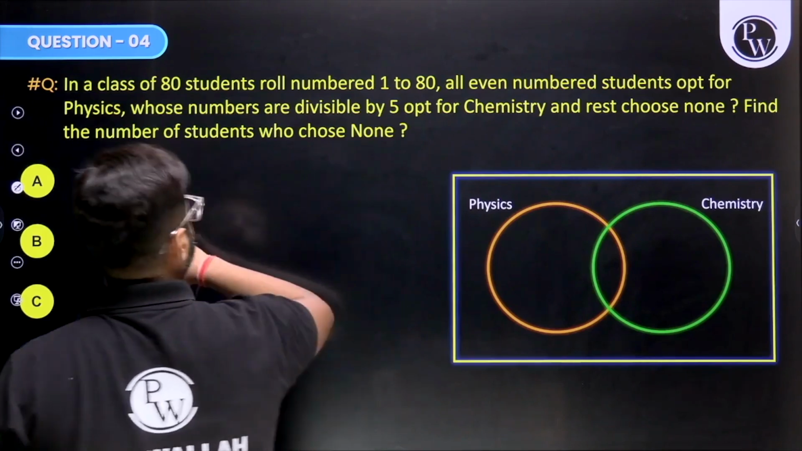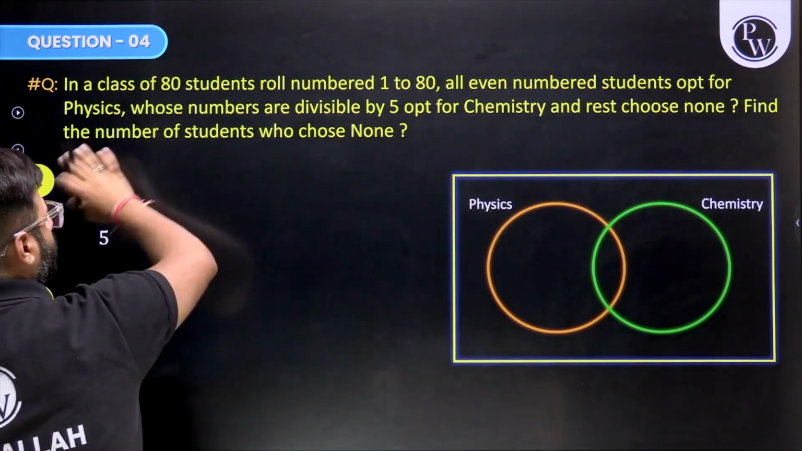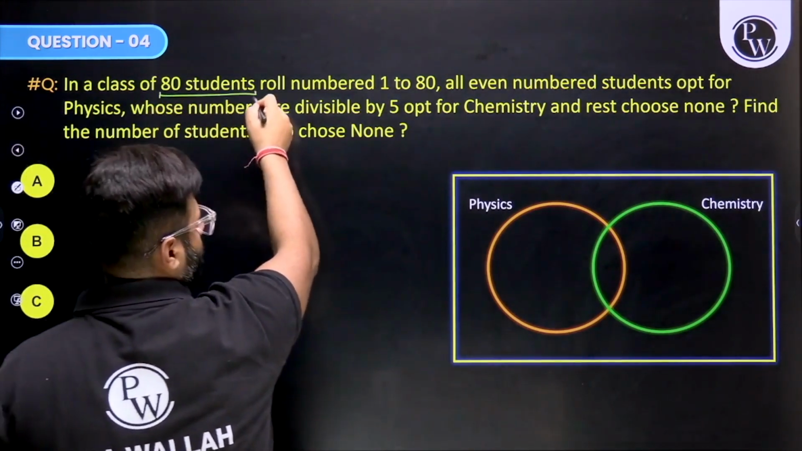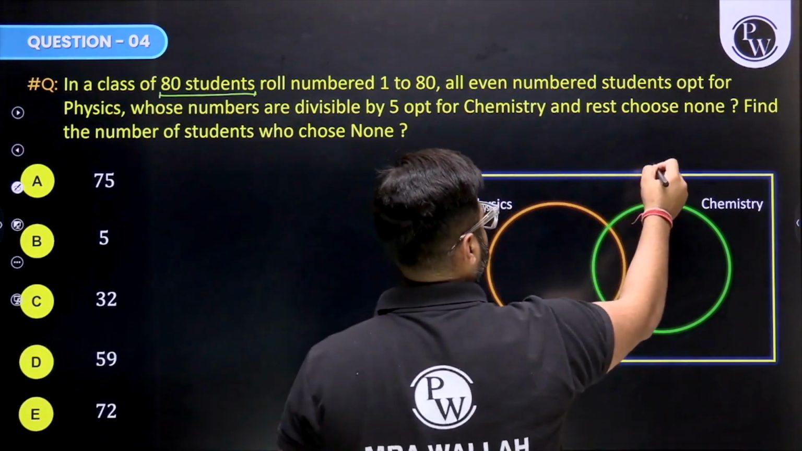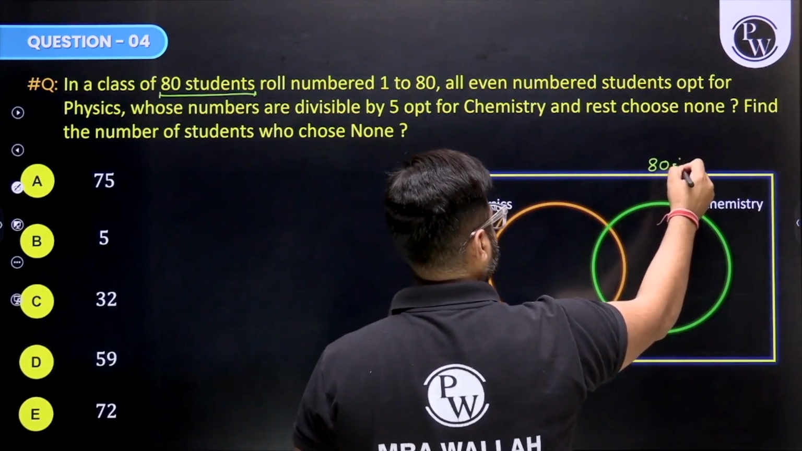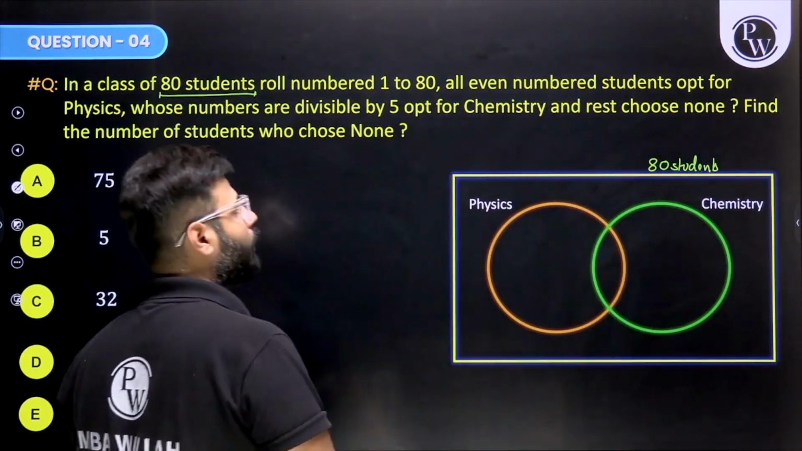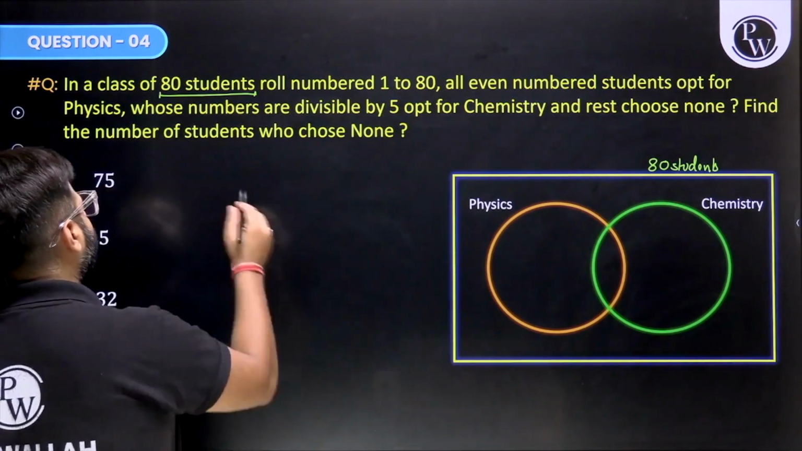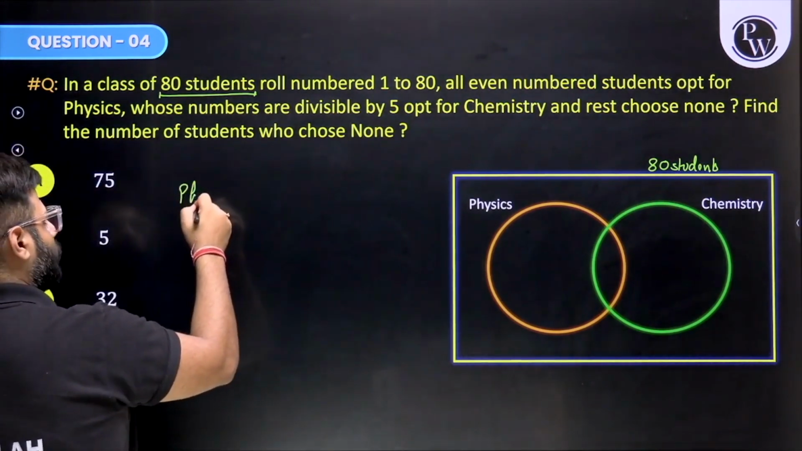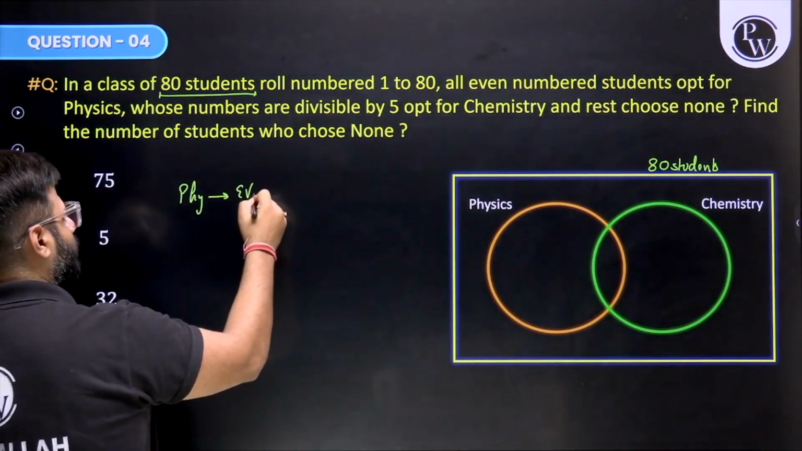Here in a class of 80 students, roll numbered from 1 to 80. So what do we know by this statement? That we have 80 students in total. They are roll numbered 1 to 80. All even numbered students opt for physics. So for physics we have all even numbers.